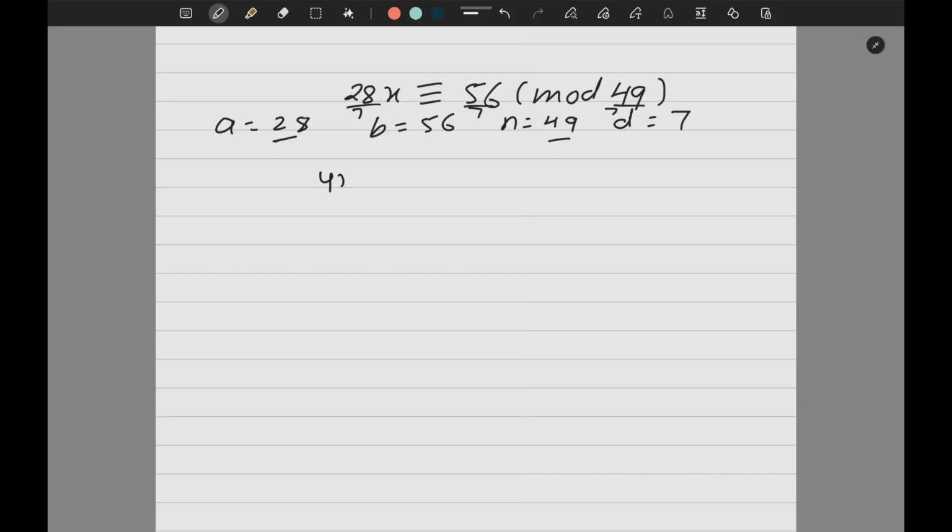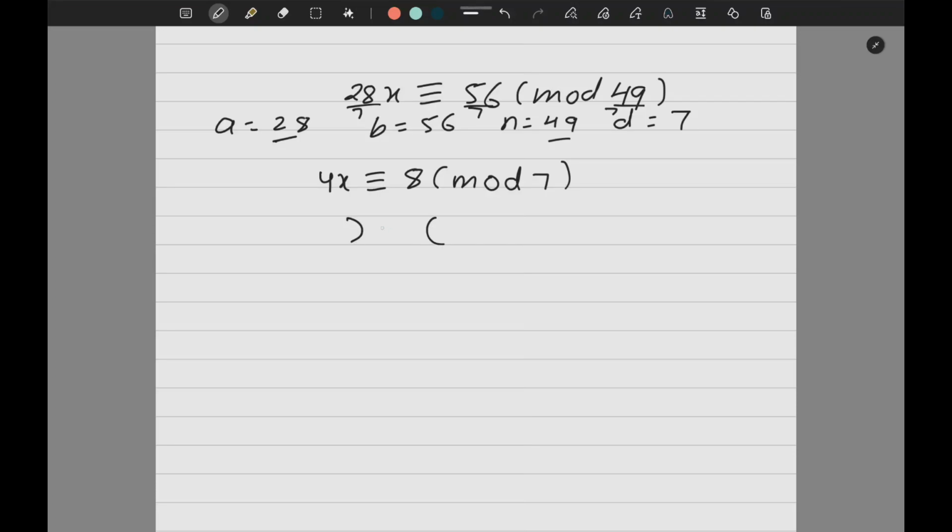I'll get 4x congruent 8 mod 7. Correct? As I said, you can very well start with this equation without reducing. But if you want to play with the small numbers, reduce it. Now, let me do the second thing.